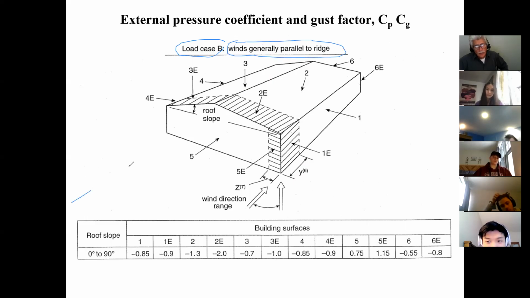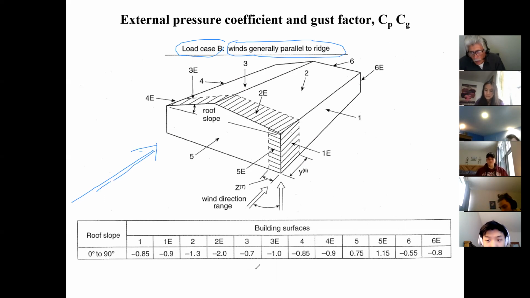So again, this is load case B, winds generally parallel to the ridge. In other words, they're showing you here that the wind can be blowing anywhere between here and here. People have asked me, what happens when the wind's blowing at 45 degrees? Well, you take it to be parallel in this direction, and therefore, when the wind is generally blowing in this direction, these are the values.